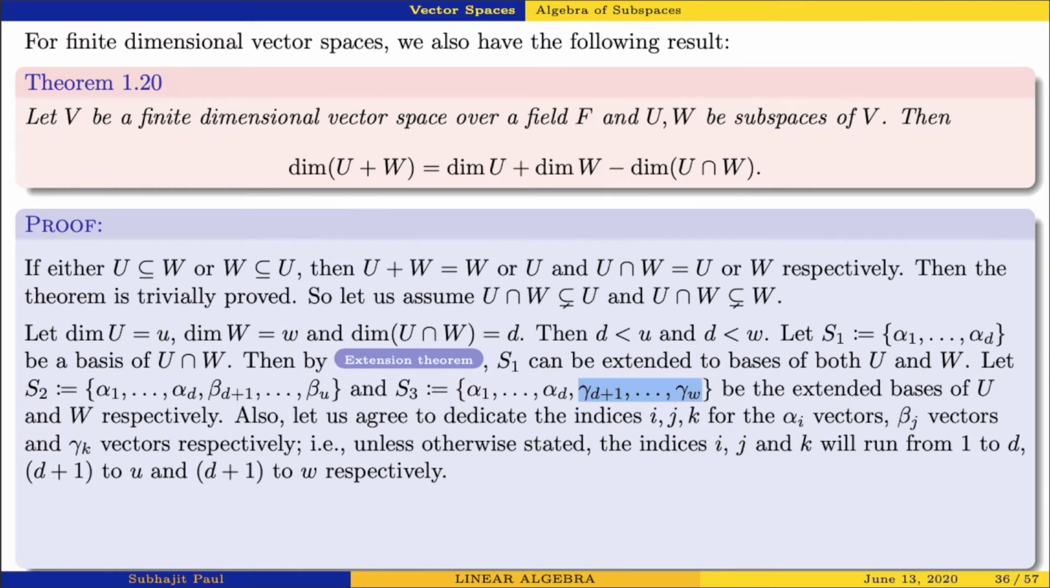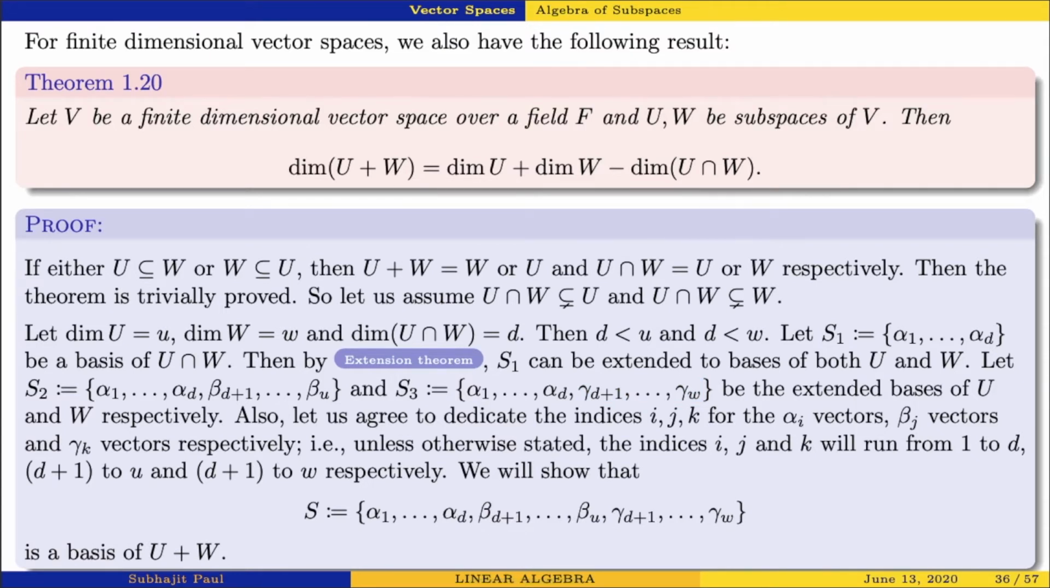So whenever we write sum over i, we mean that i is running from 1 to d. Sum over j is running from d plus 1 to u. Sum over k is running from d plus 1 to w. This is just making the notation less cluttered. Fine. So we will show that the combination of all of them, S1, S2 and S3, so the alpha vectors, the beta vectors and the gamma vectors all together, make a basis for U plus W.